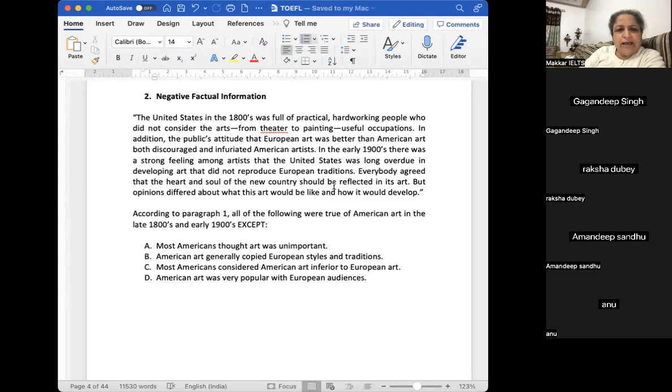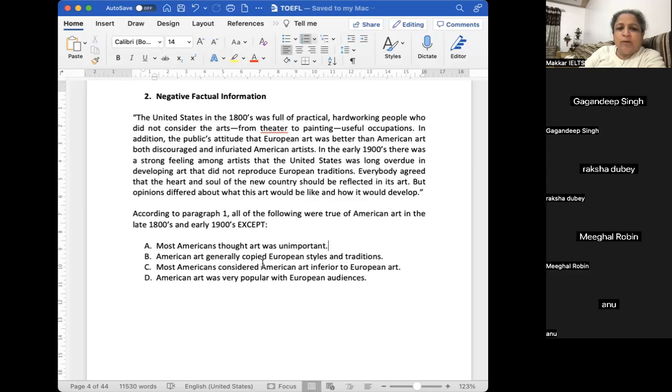तो ये अंदर दिया हुआ है. Americans ने सोचा art unimportant है. ये अंदर दिया हुआ है ना. They were full of practical, hardworking people who did not consider the arts useful occupations. वो art को useful नहीं मानते थे. So they thought art was unimportant, right? आंसर अभी देखते हैं, बट ए तो आपने एक्सक्लूड कर दिया. Eliminate A because it is given. Okay, let us go to B.